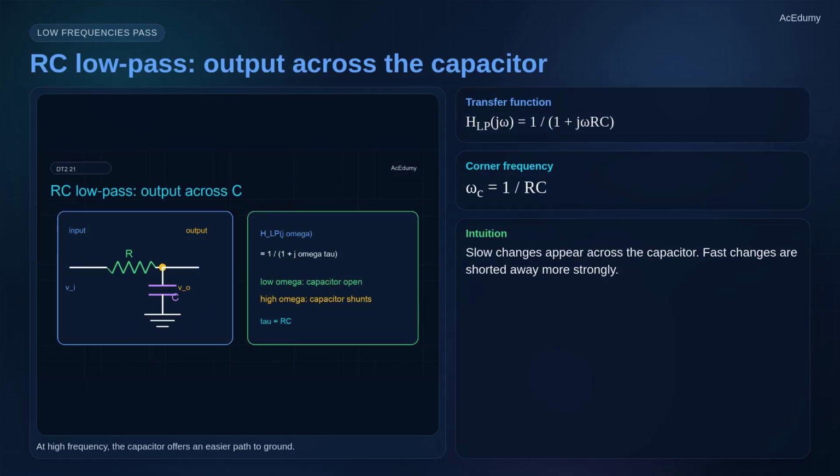Start with the RC low pass. Put the resistor in series, put the capacitor to ground, and measure the output across the capacitor. At low frequency, the capacitor is almost open, so very little current flows and the output is close to the input. At high frequency, the capacitor becomes an easy path to ground, so the output node is pulled down. The result is H low pass of j omega equals 1 over 1 plus j omega tau.